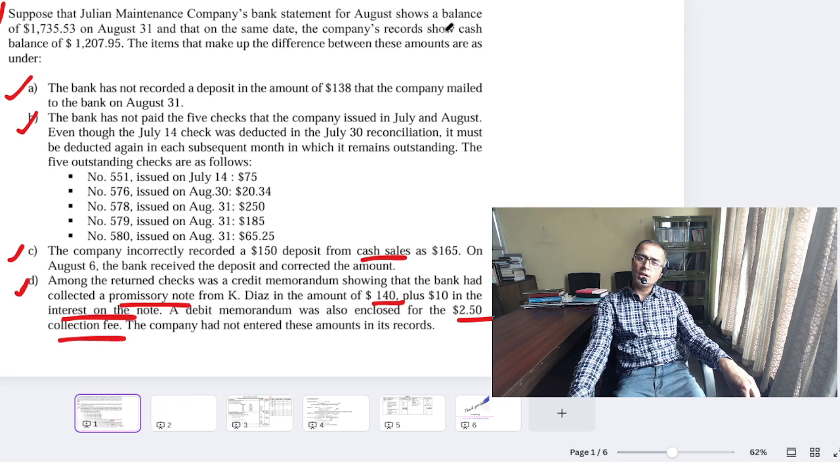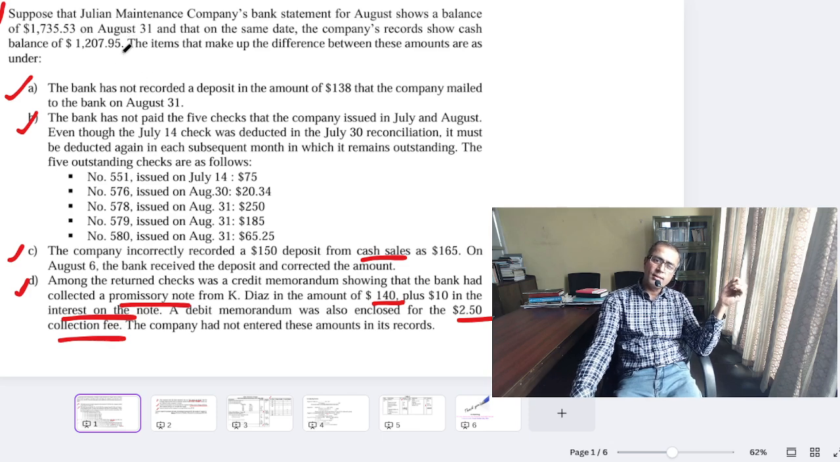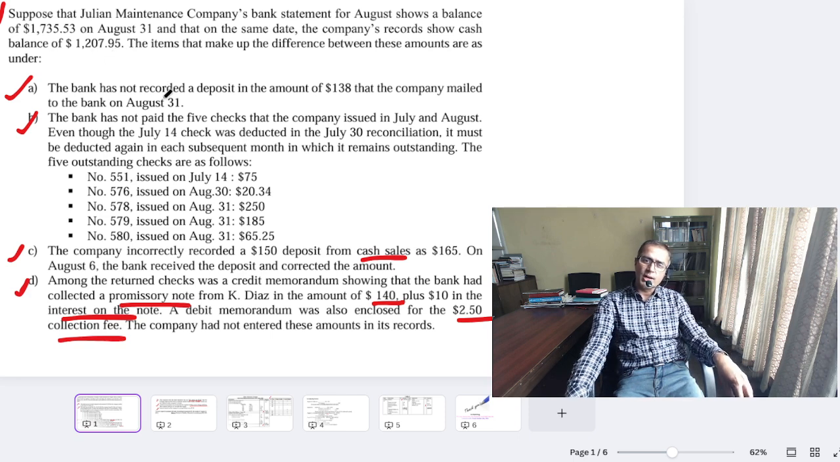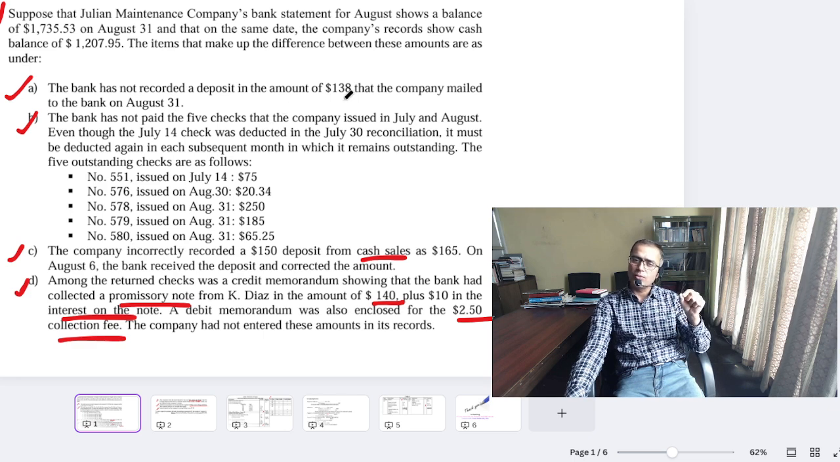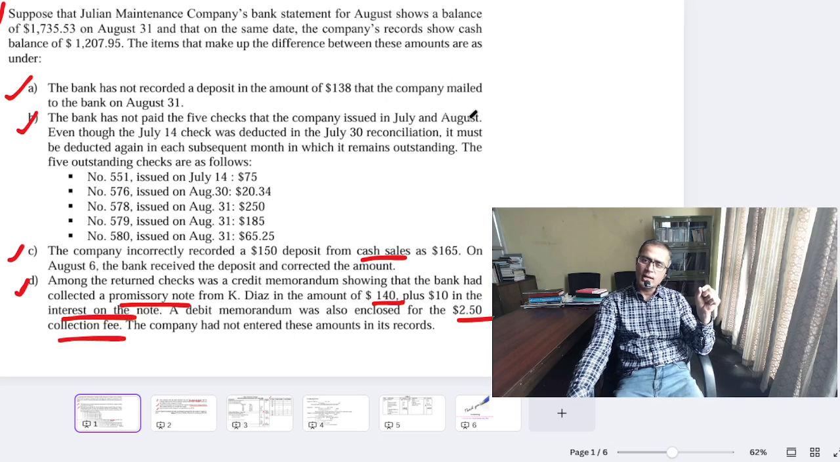Now basically you are given the balance as per bank statement as 1735.53, while balance as per company record is 1207.95. Now first look at the first A number, that is all about your bank has not recorded a deposit in the amount of 138 that the company mailed to the bank on this date.